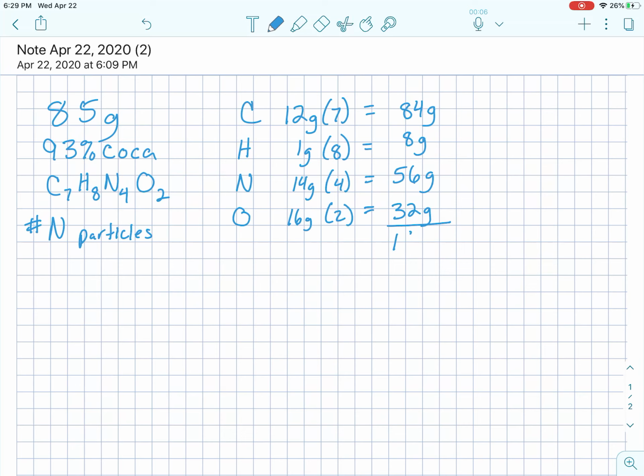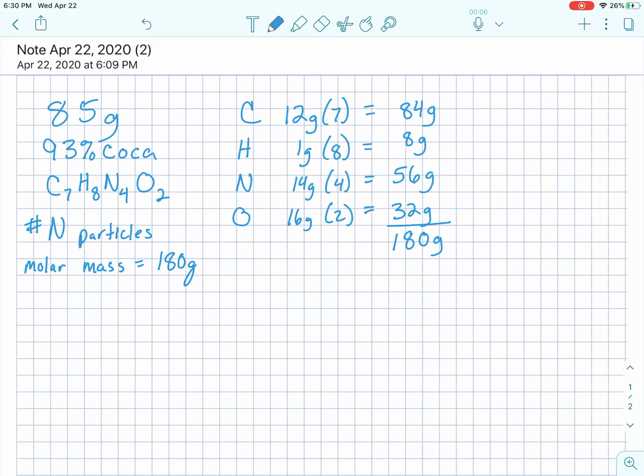And we should get about 180 grams. If you're struggling with that, let me know. I can always meet you on Google Meet and we can run through this. Not a problem. So now I have my molar mass. I'm going to go ahead and put molar mass equals 180 grams. All right, sweet.